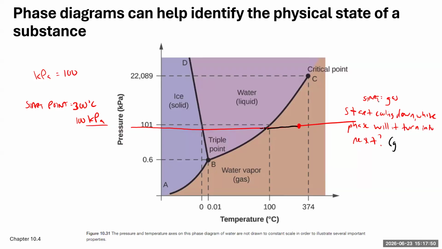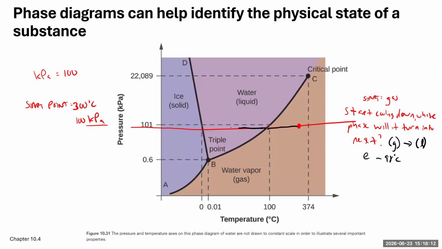Or sorry, I didn't say what this was, right? Oh yeah, this is water. So then we went from gas to liquid. And we could say at about 98 degrees Celsius or so, a little bit below 100, we start turning into liquid.